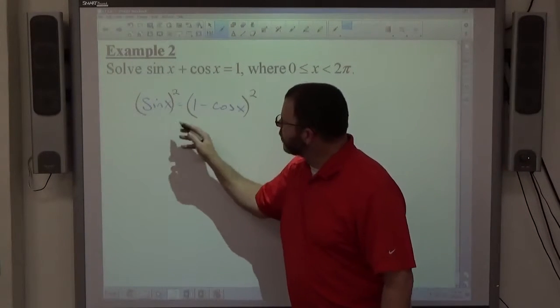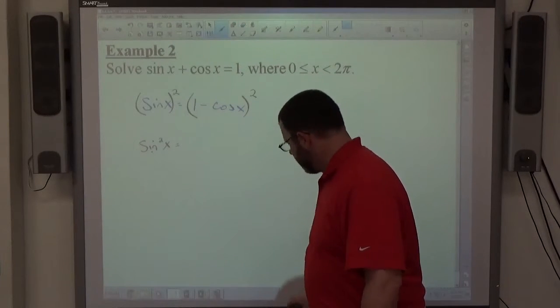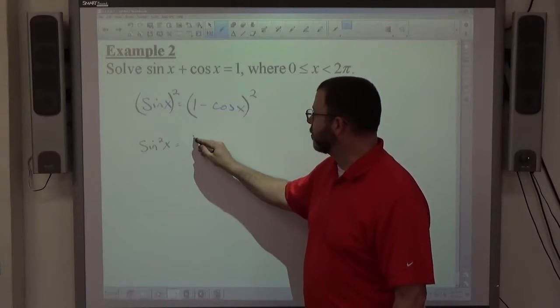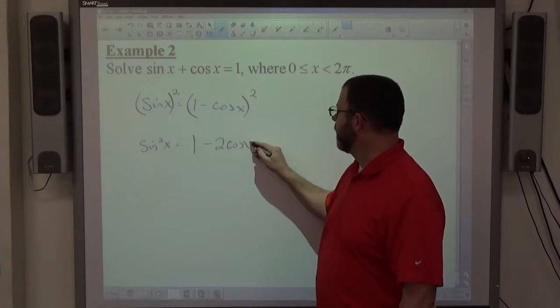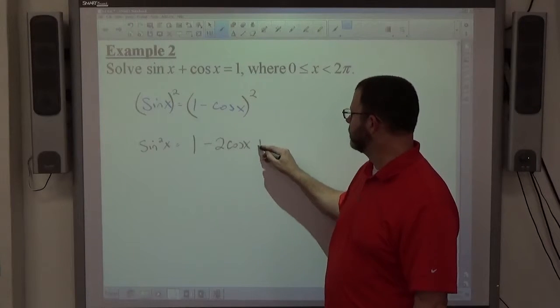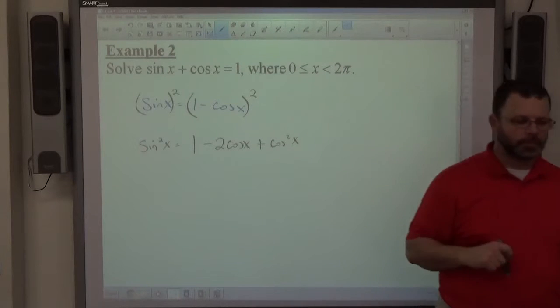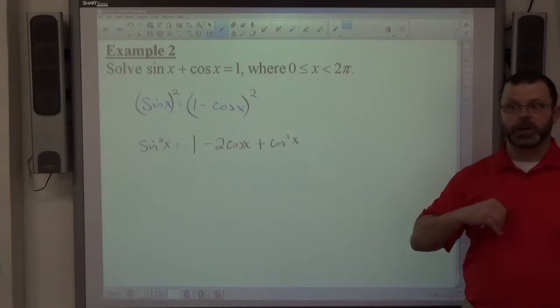So square both sides. This side becomes sine squared of x. The other side, if I square a binomial, I'm going to get the first thing squared, 2 times the product of the two things, and the second thing squared. Within my Pythagorean identities, sine squared is equal to 1 minus cosine squared, and cosine squared is 1 minus sine squared. I have the ability to change sine squared into cosine squared or cosine squared into sine squared.